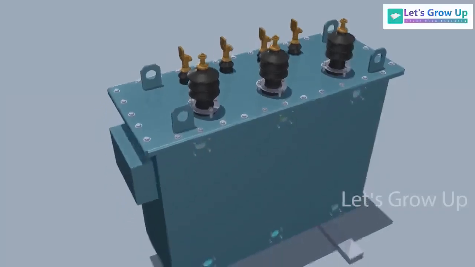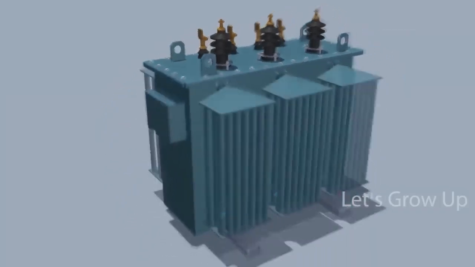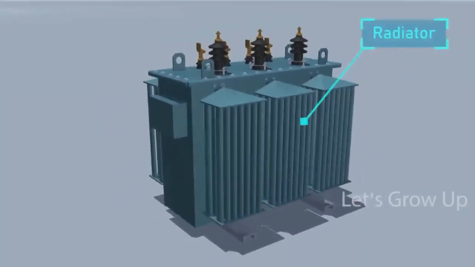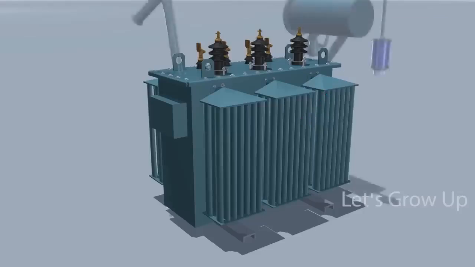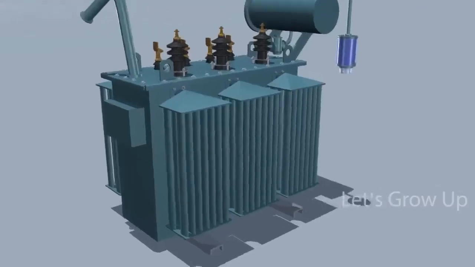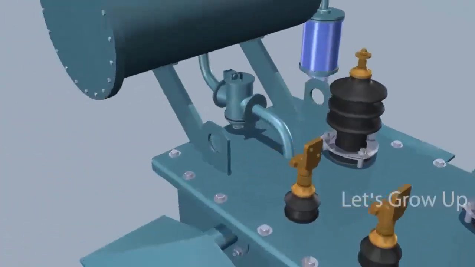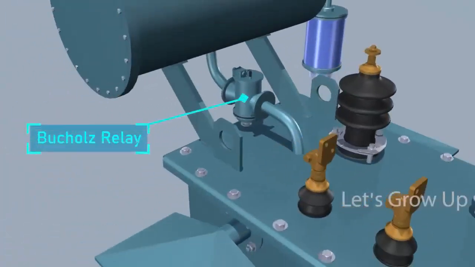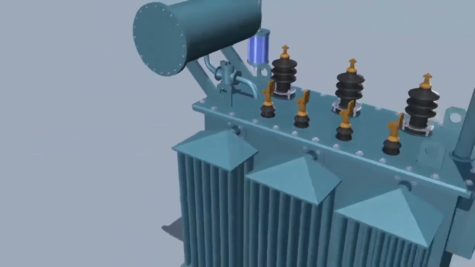Not only that, external cooling tubes, or radiators, are there. The radiator of the transformer accelerates the cooling rate, thus it plays a key role to increase the loading capacity of an electrical transformer. A Buchholz relay is used to detect any fault inside the transformer. Hope you understand the working function of the transformer.